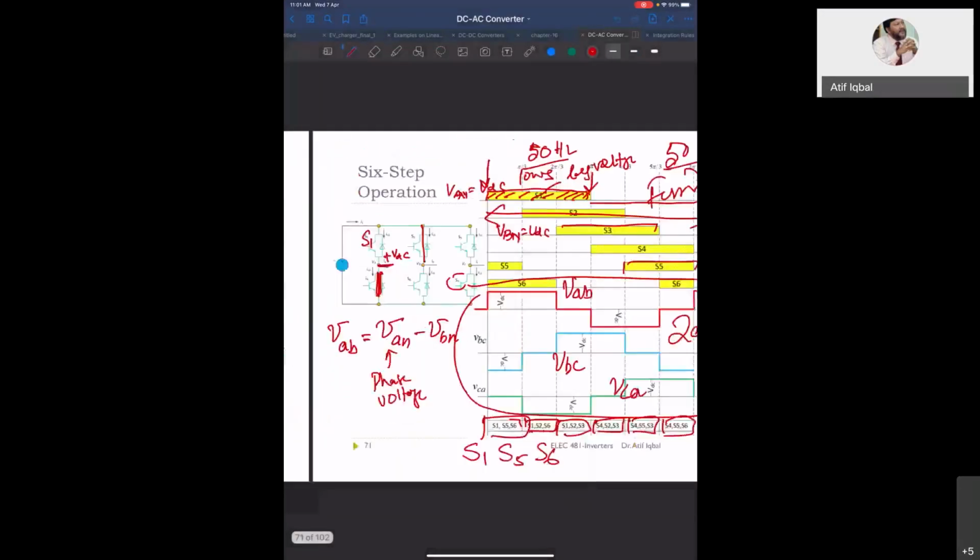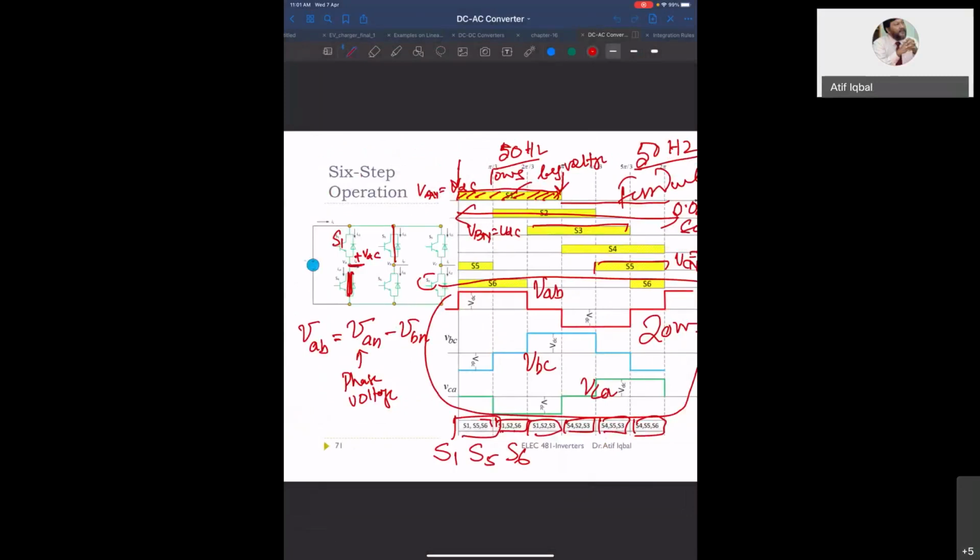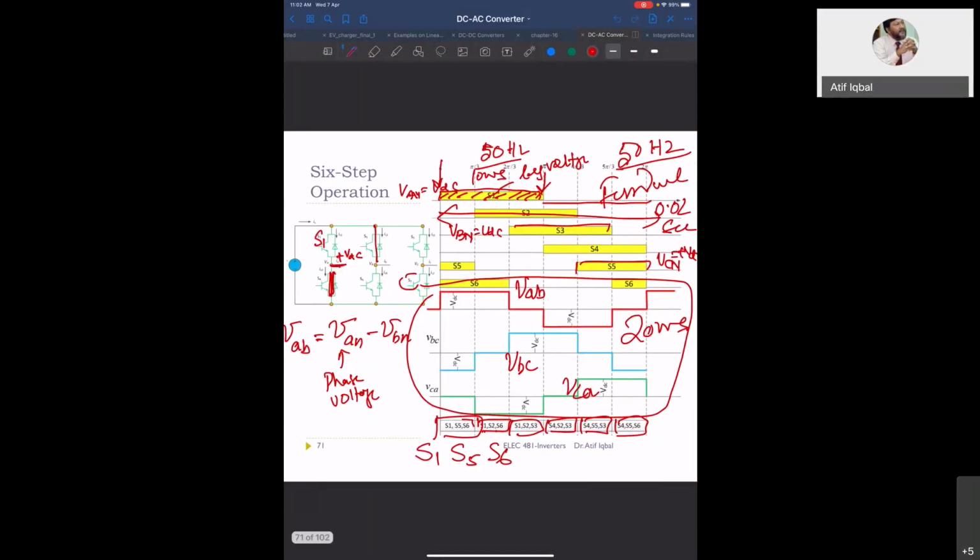Okay, so in the previous lecture, we were discussing the operation of a three-phase voltage source inverter in 180-degree conduction mode. In the 180-degree conduction mode, each switch conducts for 180 degrees, or half of the time period. So if the fundamental output is required at 50 hertz, each switch will operate for half of the period.